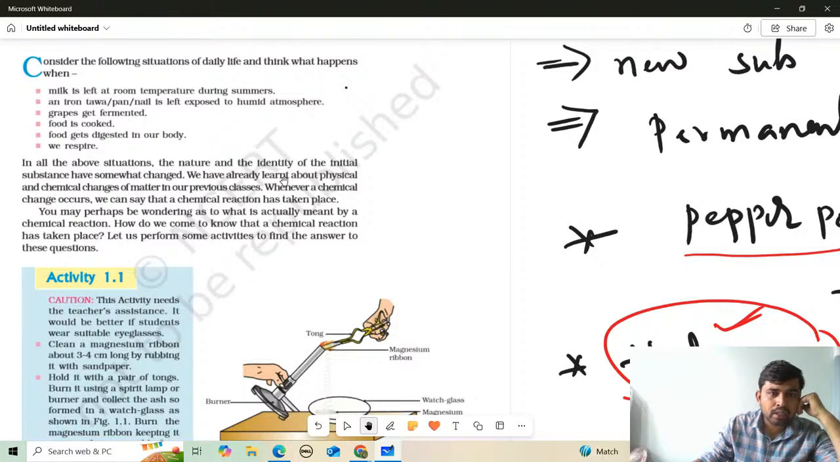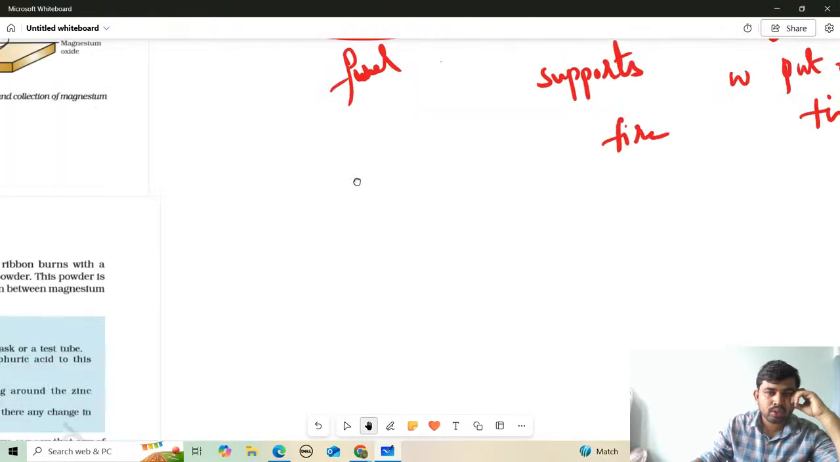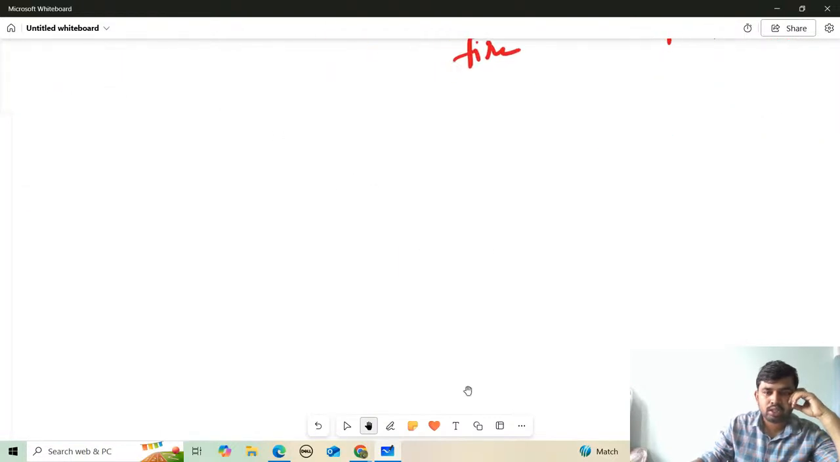So we have already learned about physical and chemical change in the chapter on change of matter in our previous class, that is class 7. Whenever a chemical change occurs, we can say that a chemical reaction has taken place. So here they have given certain examples also. So what do you mean by chemical change actually? Let's discuss the examples they have given here.